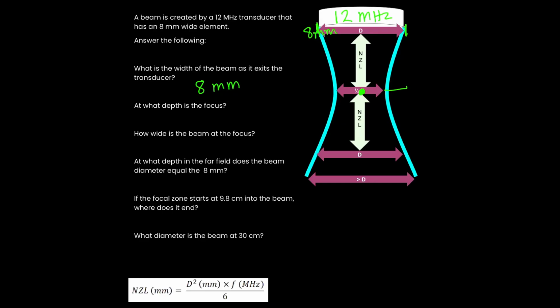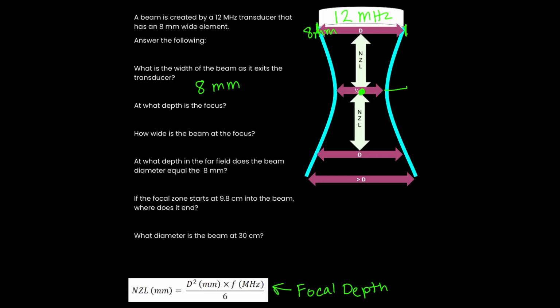It is a near zone length away. It's the beginning of the far zone. We have a few ways that we can refer to the focus. But this formula down here is the near zone length. And if the near zone ends at the focus, then it makes sense that the near zone length is equal to the focal depth. So we are going to use this formula to also calculate focal depth. And remember, that was a synonym for our near zone length as well.